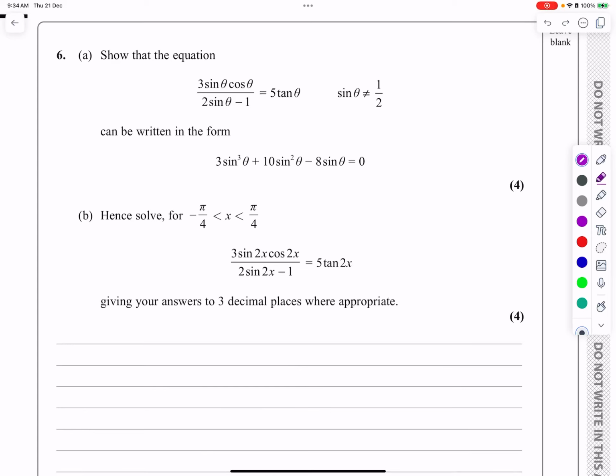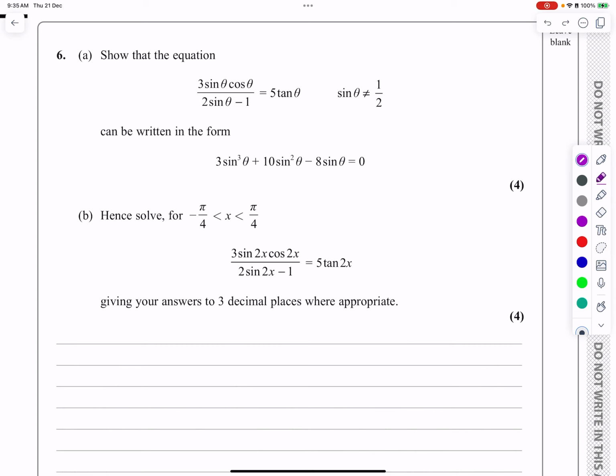Okay, this is the P2 paper from January 2021. Question number 6, which, as we can see by looking at it, is trig identities and trig equations. So the first thing we've got to do is to try and show that this equation here can also be written in this format. The fact that sine theta is not equal to a half is because we can't divide by 0 there, so don't need to worry about that too much.